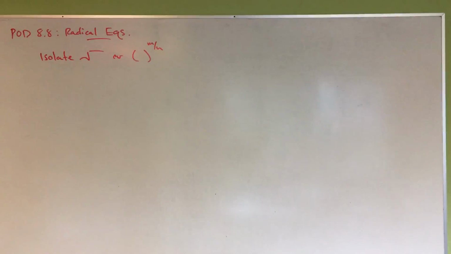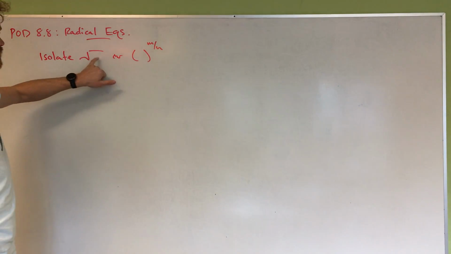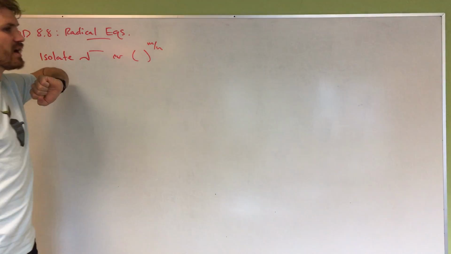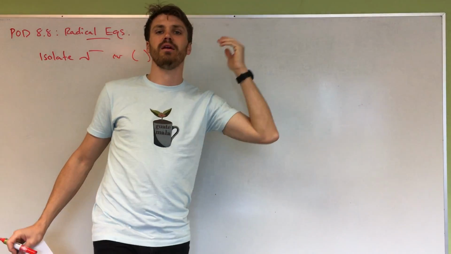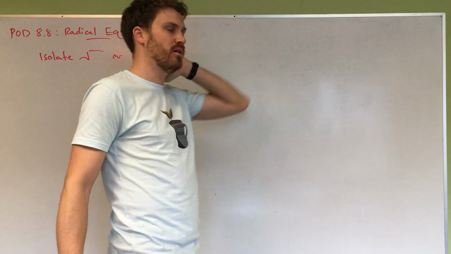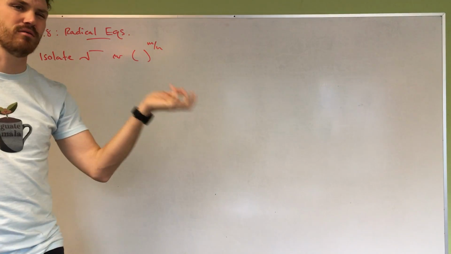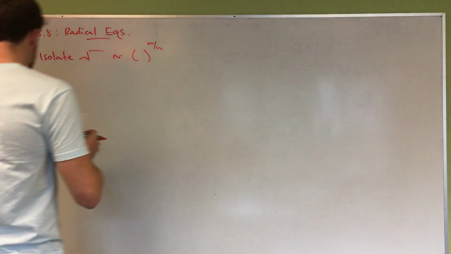Okay, so we're going to talk a little bit about radical equations here. And just to remind you, what we want is to isolate the radical, or whatever is raised to the rational power, and then undo that radical by squaring or cubing or whatever both sides of the equation, or by raising to the reciprocal power, which is actually the same thing. So let's look at A.